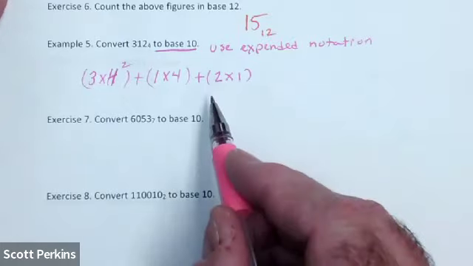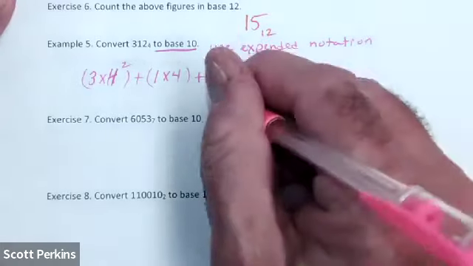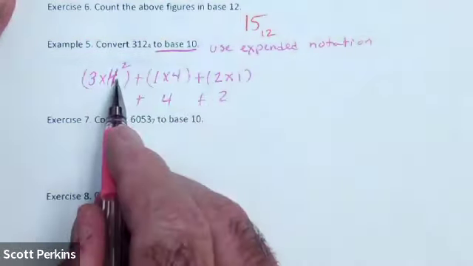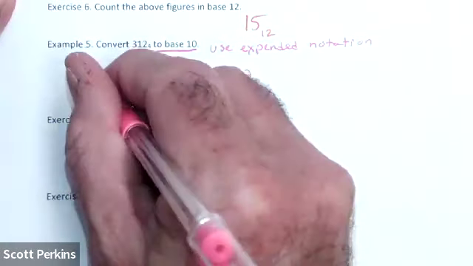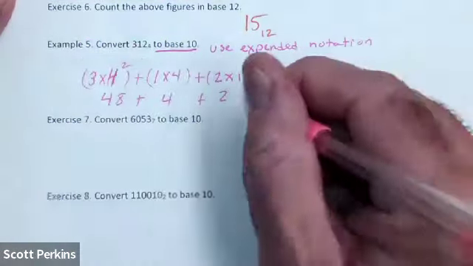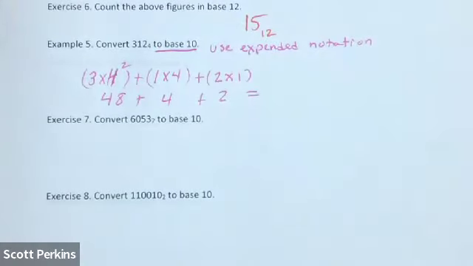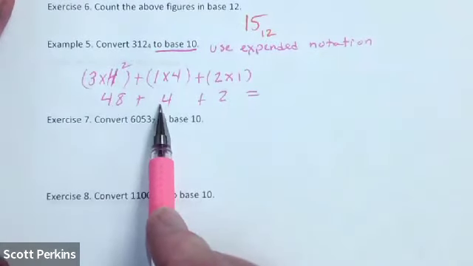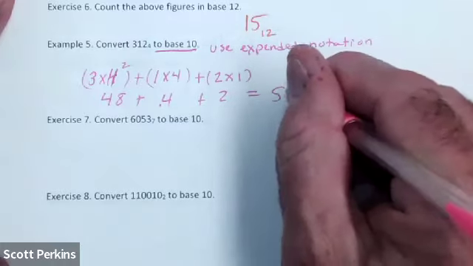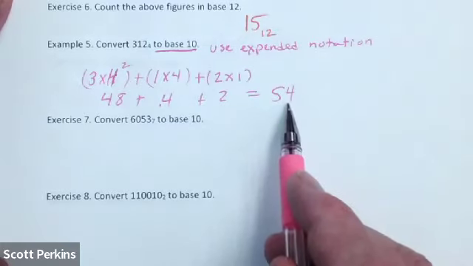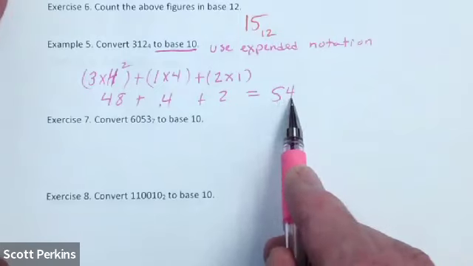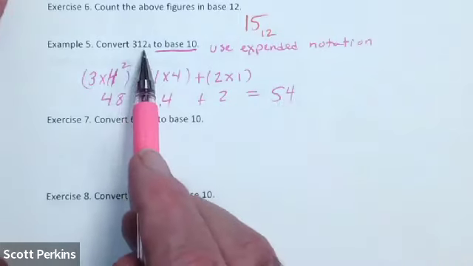So let's just do the arithmetic now. Two times one is two. One times four is four. Four squared is 16. Three times 16, I believe, is 48, but you should definitely double check because that's how the day has been rolling. And so 48 and four is 52 plus two, that is 54. So what we would call 54, five groups of 10 and four left over, is the same value as 312 base four.